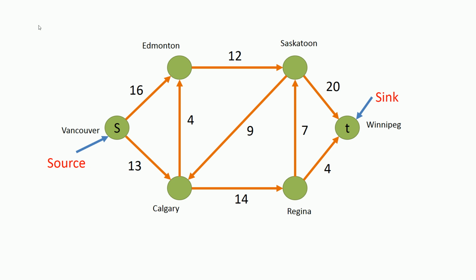And XY company has its warehouse in Winnipeg, which in this case is the endpoint for this transportation, and in a flow network we refer to such endpoints as sink. Also notice that we have only one source and one sink for any flow network.